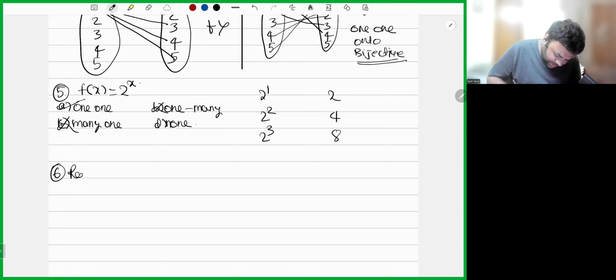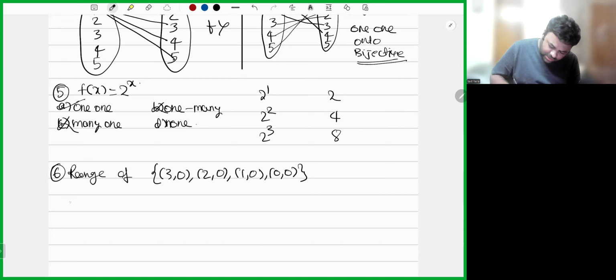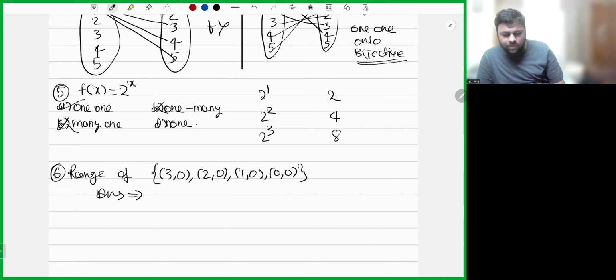Can you tell me what is the range of 3, 0, 2, 0, 1, 0, and 0, 0? What do you think is the range for this? Range of 3, 0, 2, 0, 1, 0, and 0, 0.